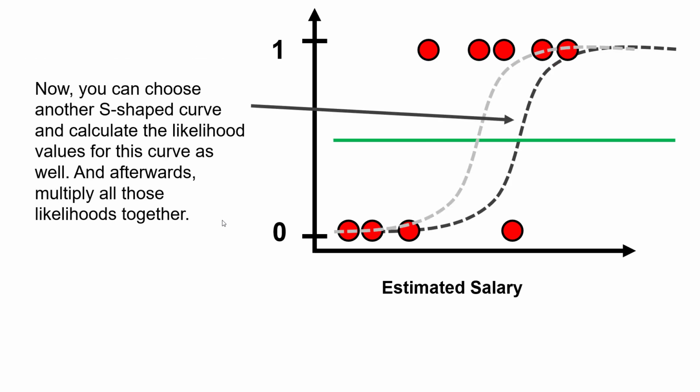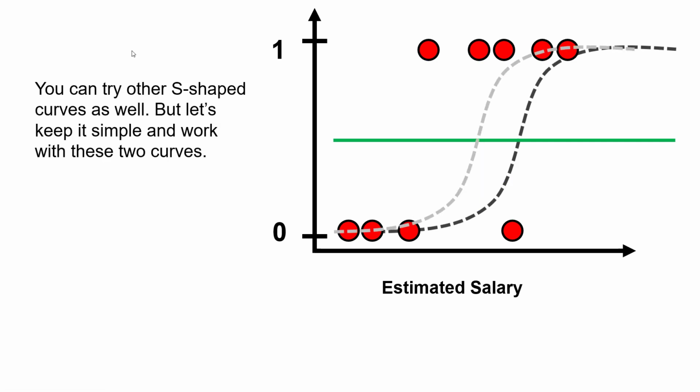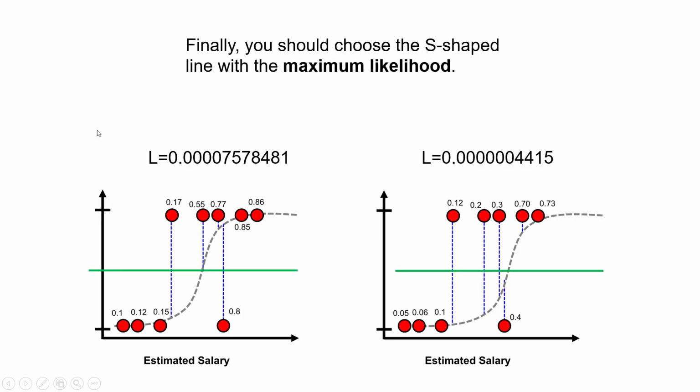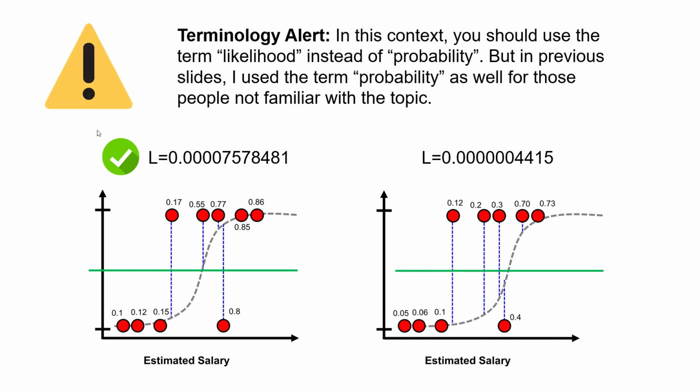Now we can choose another S-shaped curve and calculate the likelihood values for this curve as well. And afterwards, multiply all these likelihoods together. And if you do so, this would be the result. You can try other S-shaped curves as well, but let's keep it simple and work with these two curves. Finally, you should choose the S-shaped line with the maximum likelihood. So in this example, we choose this line. Terminology alert. In this context, you should use the term likelihood instead of probability. But in previous slides, I used the term probability as well for those people not familiar with the topic.